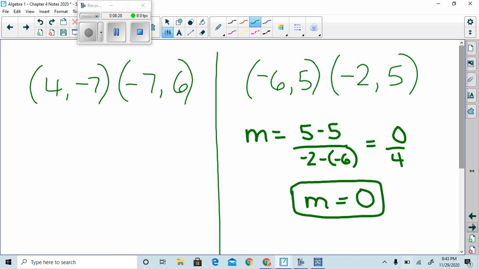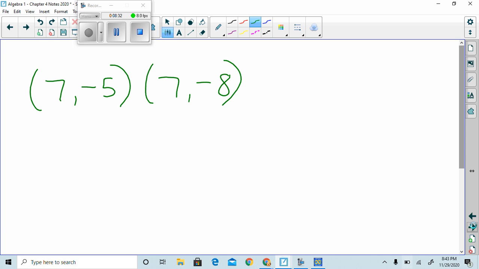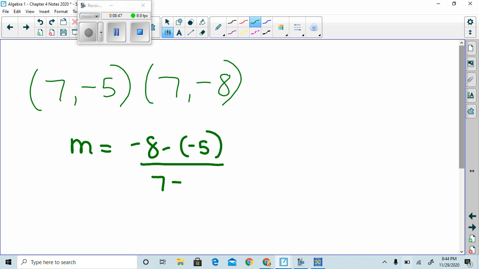And then I believe the final one for our session today will be this problem here. We'll have m is equal to, notice I'm always identifying what I'm solving for, negative 8 minus negative 5, and my change in x is 7 minus 7. Go ahead and add the opposite. That's going to give me negative 3 over 0. In this case, m is undefined.